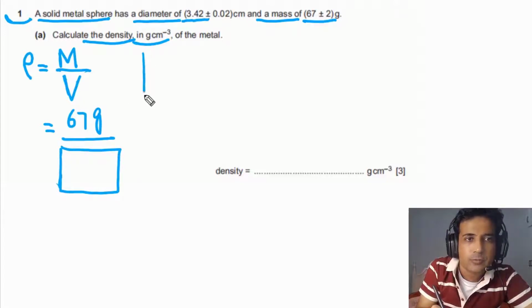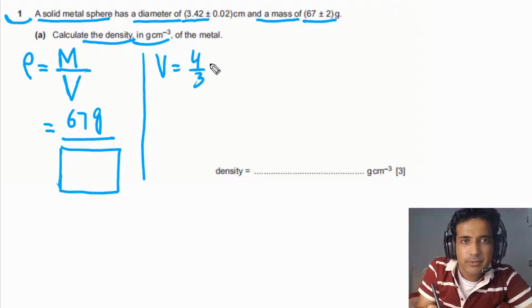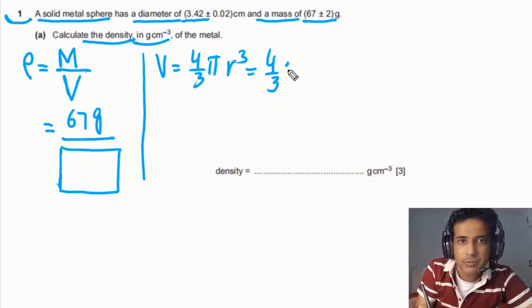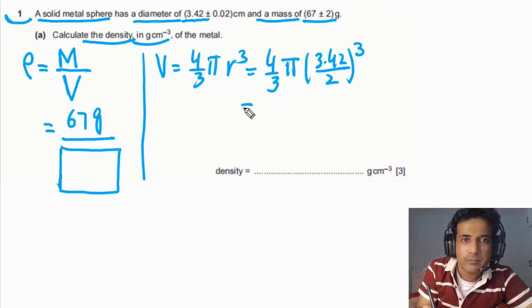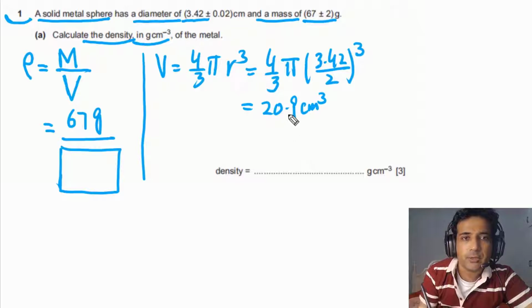So first of all, we can calculate volume. Volume of a sphere is equal to 4 by 3 pi r cube. In the question, we have diameter, so we have to convert diameter into radius. Diameter is 3.42 centimeters. We need to divide diameter by 2, so this is the radius now. We need to take the cube of this. If we take the cube of this and solve for volume, our answer will be 20.9 centimeter cube. So this is the volume of the sphere.